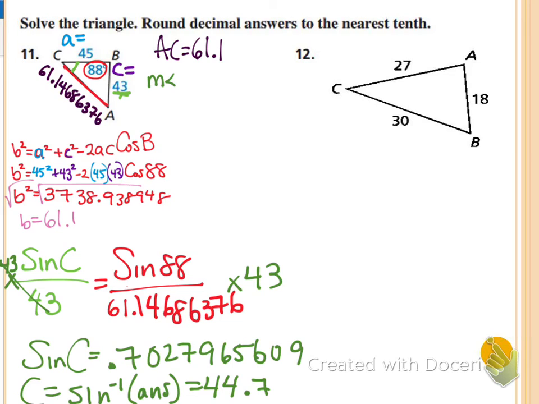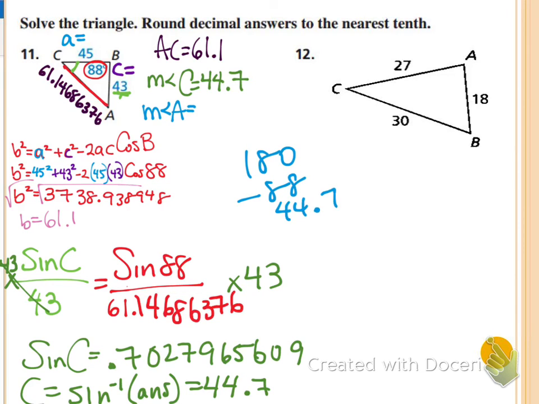So the measure of angle, what do we say? A? Nope, we're finding C. Sorry, measure of angle C equals 44.7. To find the remaining angle, we are going to subtract from 180. So 180 minus 88 and 44.7, which is 47.3 degrees. We will stop here so that you can try and practice.